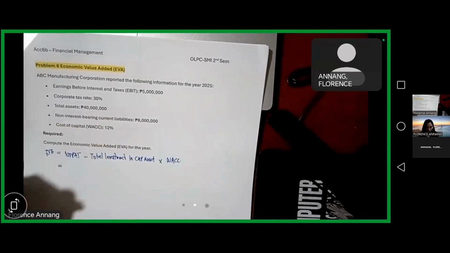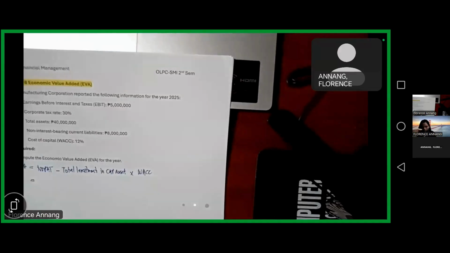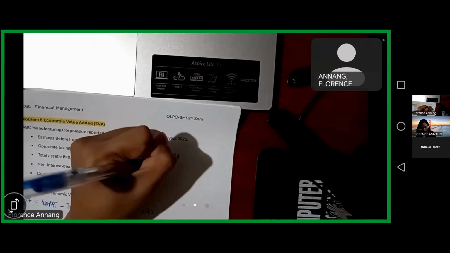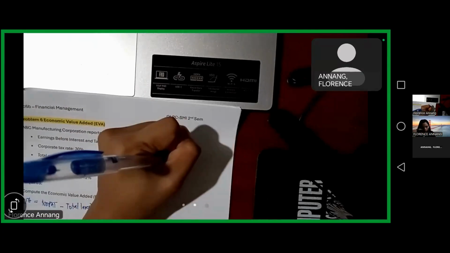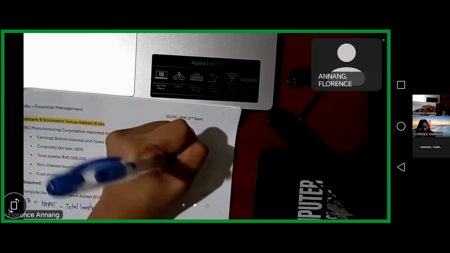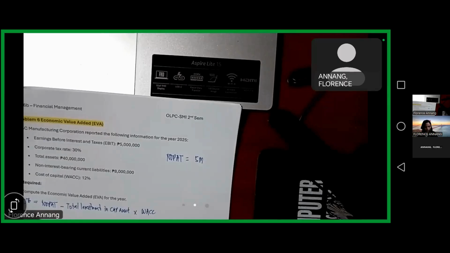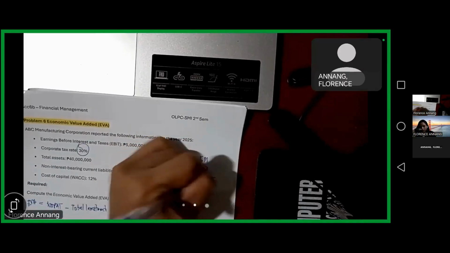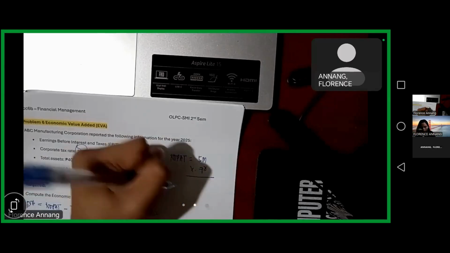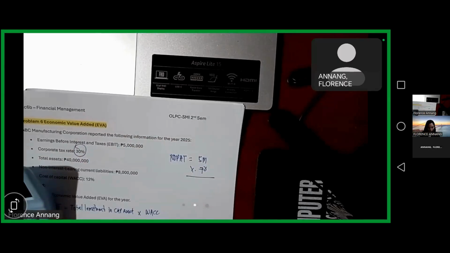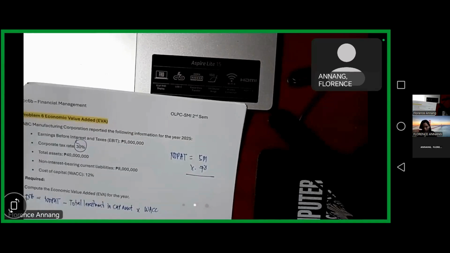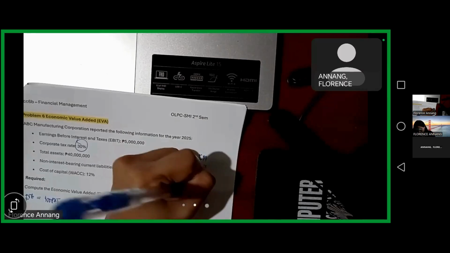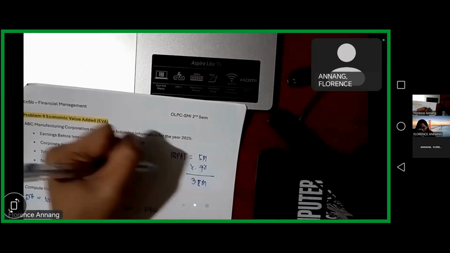So, how much is our NOPAT? That is, meron tayong EBIT na 5 million. Meron tayong tax rate na 30%. So, we multiply this by 70%. That's 1 less 30%. You get how much? 5 million times 0.70, 3.5. 3.5 million na NOPAT.